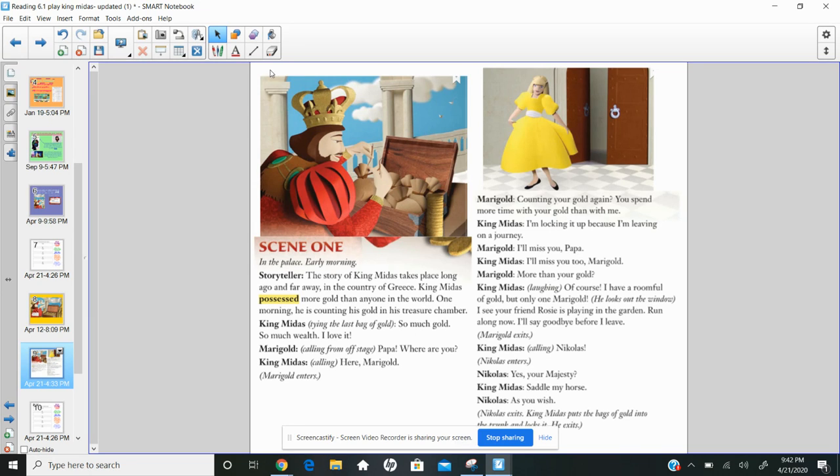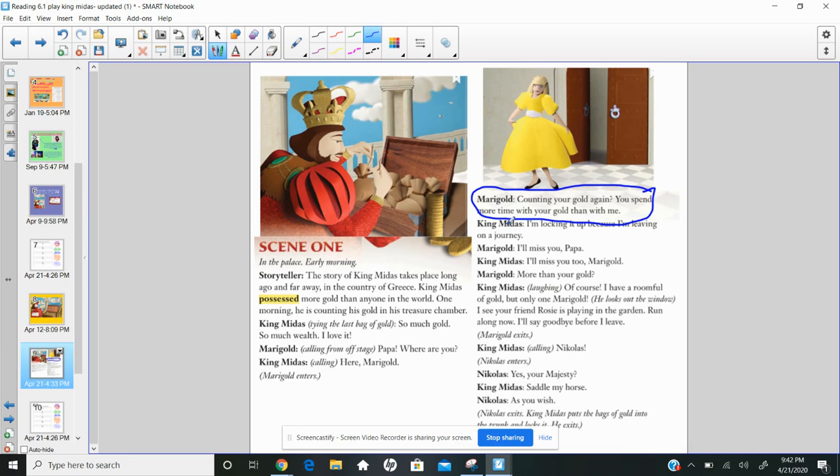She says right here, counting your gold again, you spend more time with your gold than with me. And she questions him again down here. And he says that he loves her more than gold, but you can tell that it's something that is bothering her. And he's really working on this gold and tying it up. And so it seems a lot of things about the gold. And even the title of the story is about his gold. So I'm going to say the problem has to be something with Marigold and counting his gold.